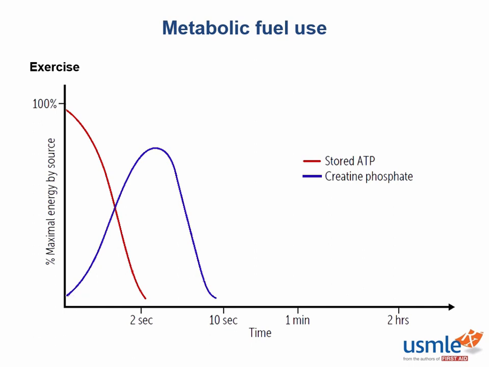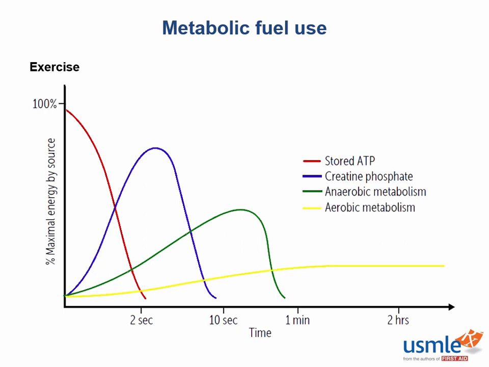In the first few seconds of exercise, stored ATP as well as creatine phosphate is used to provide energy. After a couple of seconds, legitimately about 2 seconds, the stored ATP becomes depleted. After about 10 seconds, you end up burning through all your creatine phosphate. Also during these first few seconds, anaerobic metabolism, as you see here, and aerobic metabolism begin to ramp up.